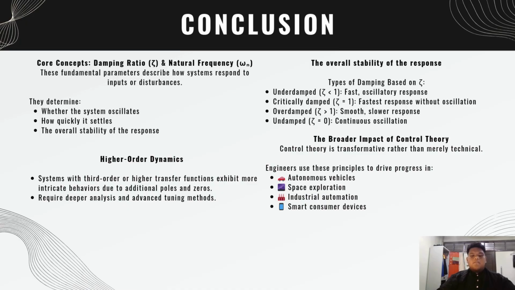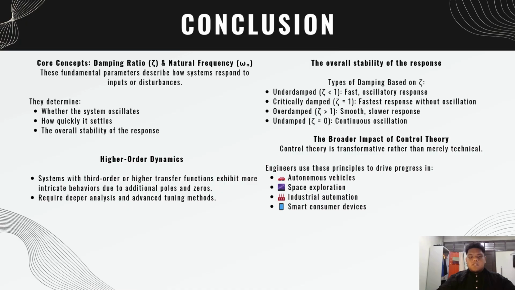When we move to more complex or higher order systems, such as those with third order transfer functions, we encounter more intricate dynamics due to additional poles and zeros. This demands deeper analysis and more advanced tuning methods to ensure control accuracy.